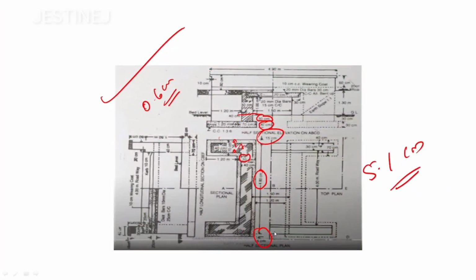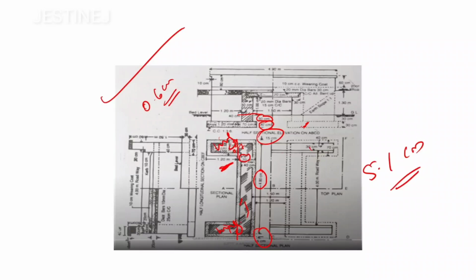Once again, how did you get this 1.2? It is clearly written in this drawing, this 1.2 meter. If you divide them into different rectangles, you will get more clarity. First of all, you have to calculate this abutment portion. Then this portion is actually called the wing portion. These both sides are wing portions.